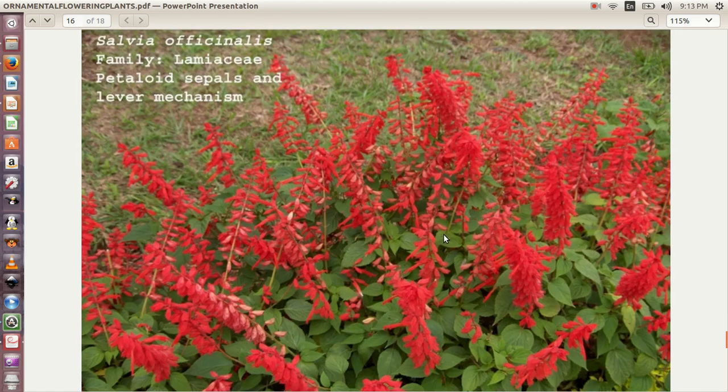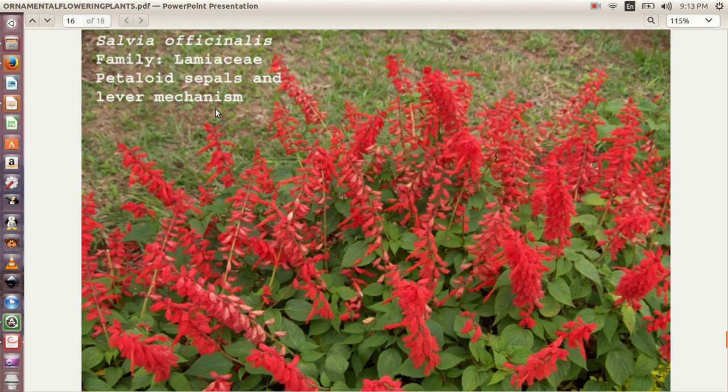So this is commonly grown in all the parks. We call it red tumbe in Kannada. So it is a Salvia officinalis. What is important about this plant is both the sepals and petals are red in color. They have a simple raceme inflorescence, and within the flower they have a lever mechanism in the anthers.